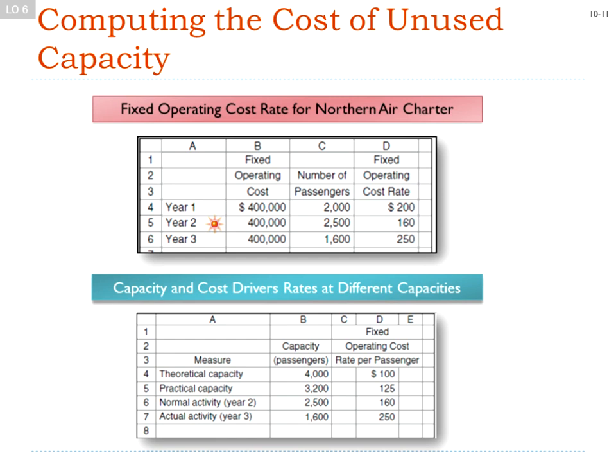All right, and this slide shows the fixed operating cost for a company called Northern Air Charter for the past 3 years. This second table shows the capacity and cost drivers at different levels. It looks like this company has room for improvement. Their normal activity is 2,500, but they could have practically as much as 3,200 passengers. Theoretically, they could go as high as 4,000, but as I said earlier, I'm not a fan of theoretical capacity, and that seems to be an unreasonable goal.